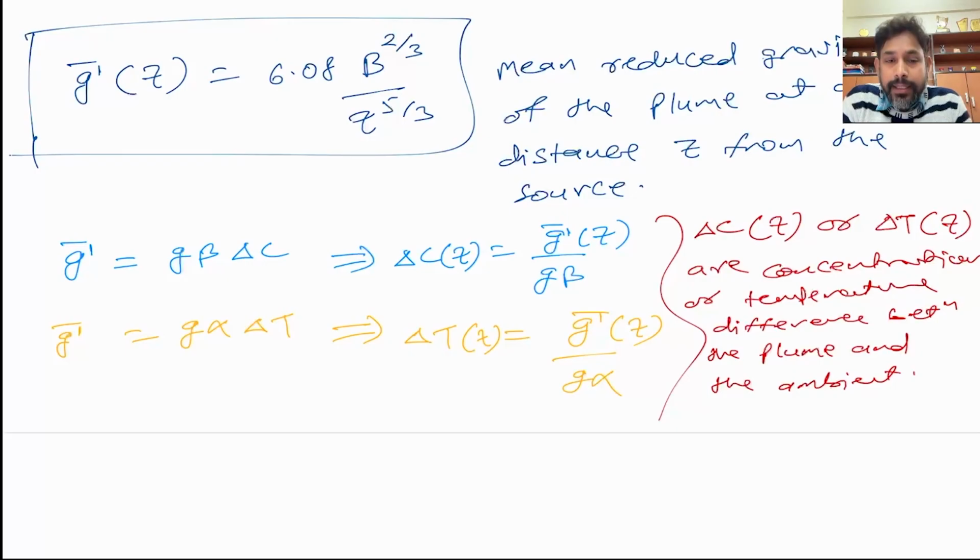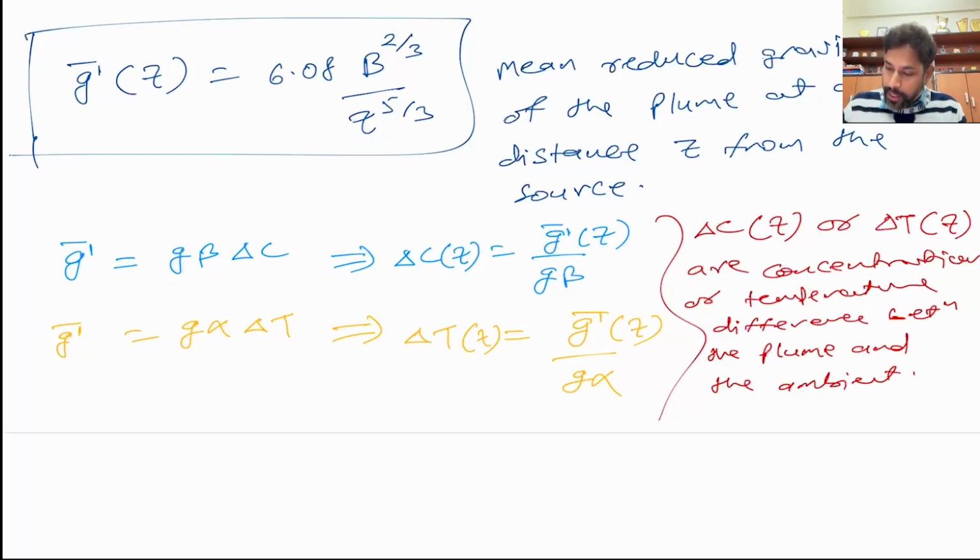Okay, so this is something we know, right? That delta rho, which actually gives us the G prime value, that is the reduced gravity, comes from delta rho, and delta rho actually comes from either delta C or delta T. So if you know G prime value, indirectly you know the delta rho value, right? Using that you can find your delta C or delta T, which is a difference of concentration between the plume and the ambient, or difference of temperature between the plume and the ambient. Okay, so these equations can be used to convert G prime into delta C or delta T.